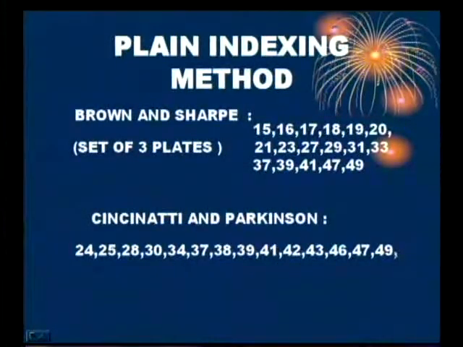So these are the number of hole circles. These are all concentrically arranged. But here all the circles are available in a set of 3 plates. So 15 to 20 is supplied in one plate, 21 to 33 is supplied in another plate, and from 37 to 49, these concentric circles are supplied on another plate.